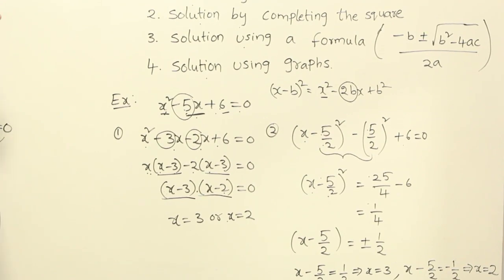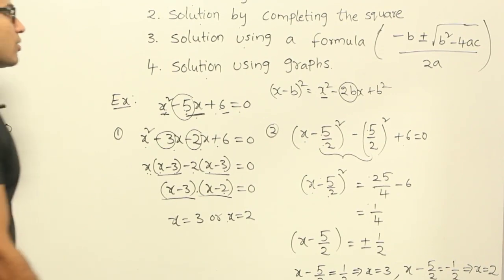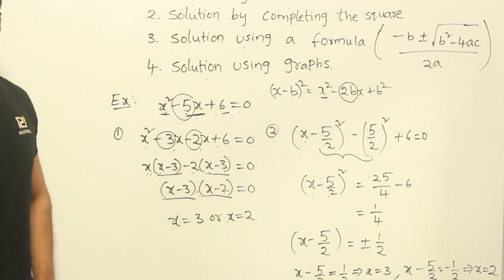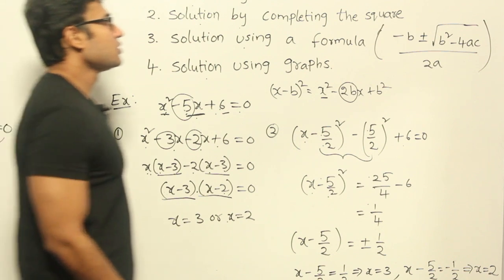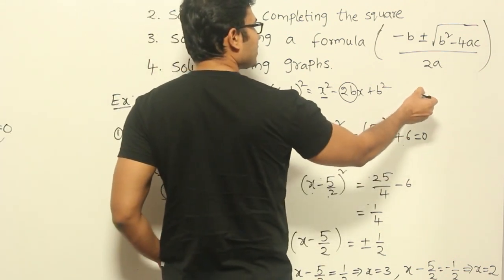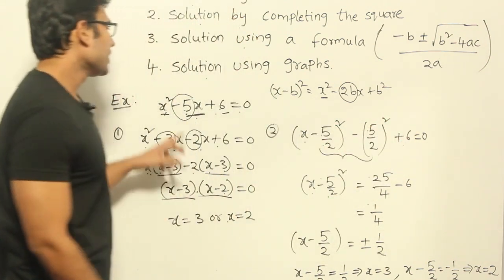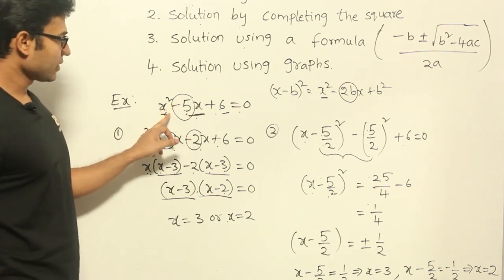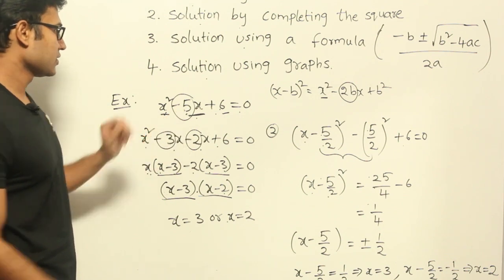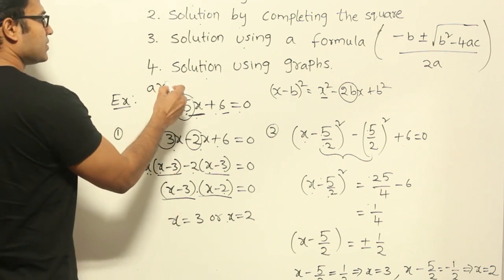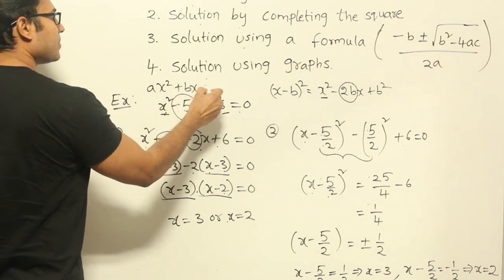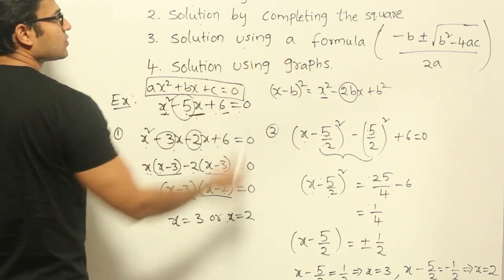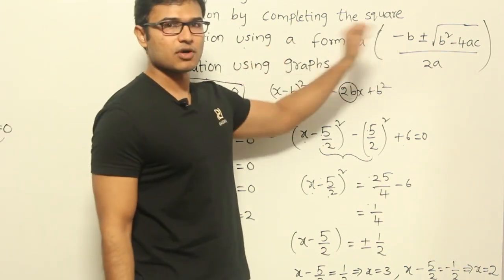And now let's try to solve it using the formula. Now the formula is minus b plus or minus square root of b square minus 4ac by 2a. Now if you try to substitute in the formula, minus b, here minus b is nothing but b is minus 5. Okay, see, the form that we imagined is ax square plus bx plus c. If this is the form of the quadratic equation, then that is the solution. Solution can be found out using this formula, right?